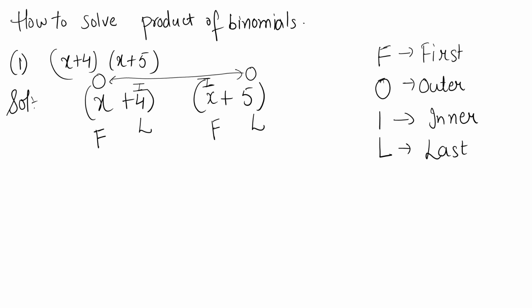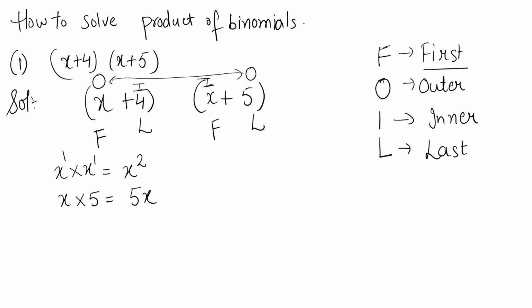First, we will solve the first terms. The first terms are x and x. So, x multiplied by x. We know that the power of x is 1 and the power of x is 1, and when we multiply two terms, the powers add. So the answer will be x squared. Now we multiply the outer terms, x and 5. x multiplied by 5 will be 5x.